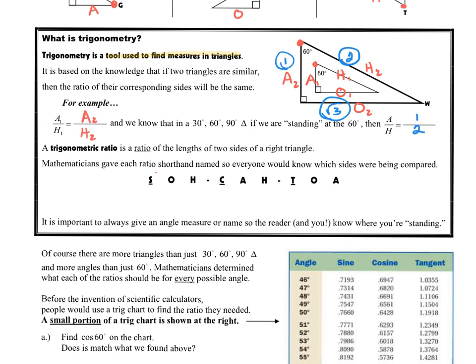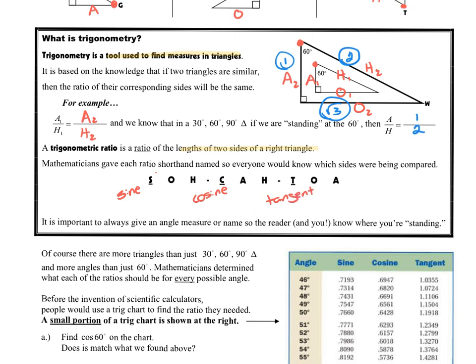Okay, now a trigonometric ratio. Remember, a ratio is just a fraction. A ratio is going to compare the lengths of two sides of a triangle. Now, mathematicians have identified 3 specific ratios. We can certainly understand that there's a lot of them, but there are 3 specific ones that we're going to talk about. And those 3 are called sine, cosine, and tangent.